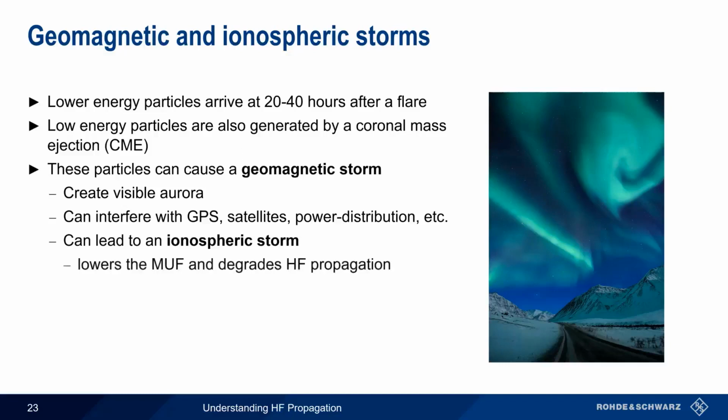Ionospheric storms lower the maximum usable frequency and degrade HF propagation. And as mentioned earlier, if the MUF becomes higher than the LUF, an ionospheric storm can create a complete HF skywave blackout. One final note. It's possible to have a geomagnetic storm without an ionospheric storm, but the converse is not true. All ionospheric storms start out as geomagnetic storms.